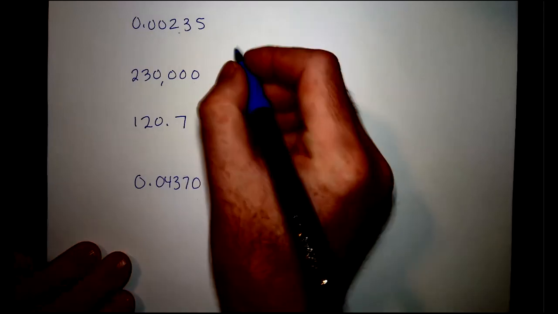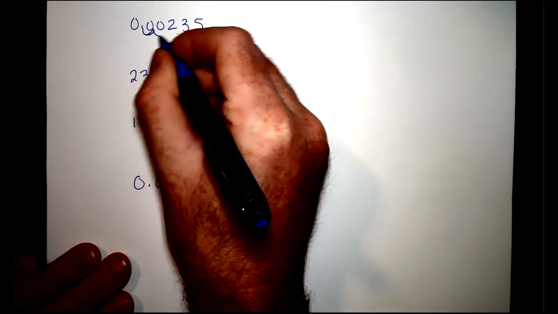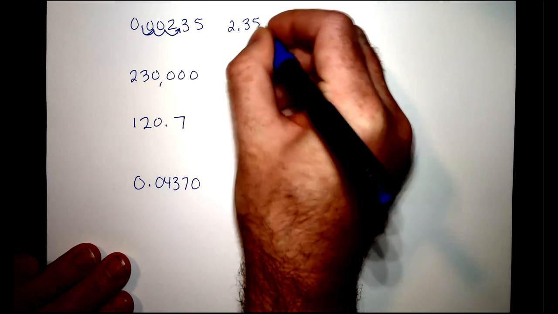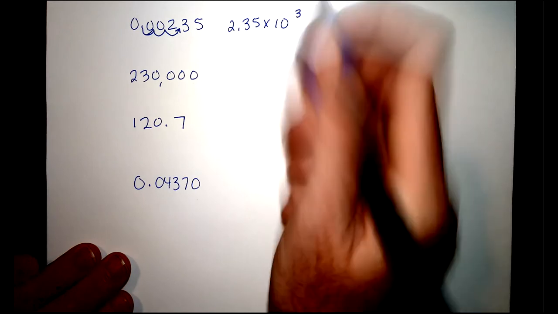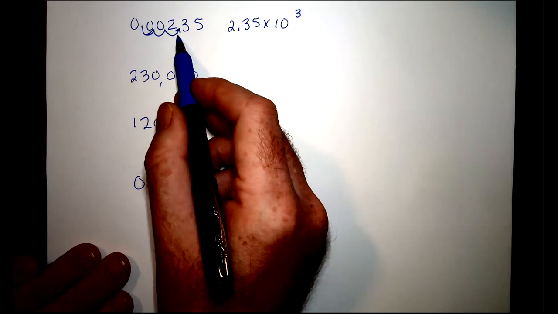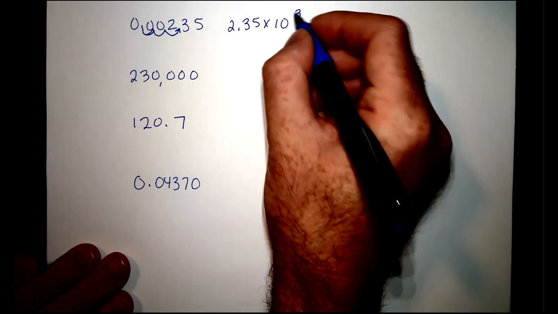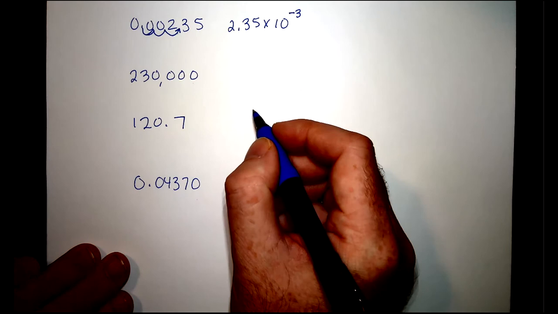So looking at it here, I want the decimal point there behind the 2, so I'm going to move it 1, 2, 3 places. And so I'm going to write 2.35, and I'm going to have 10 raised to the third power, but is it going to be positive or negative? I moved this to the right, so it's going to be negative, but also it's a number between 0 and 1. And a lot of times it's easier to remember between 0 and 1 instead of to the right or to the left.